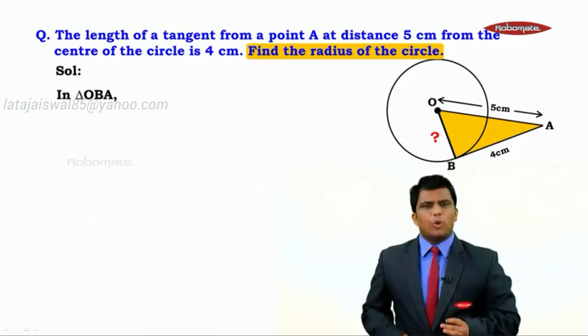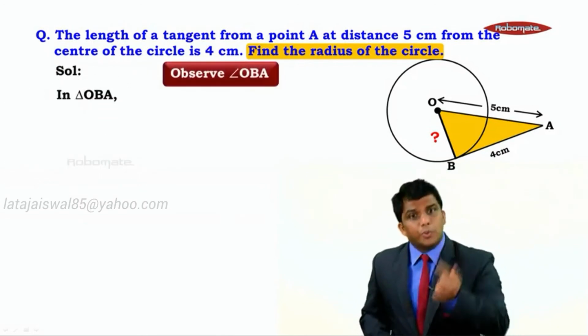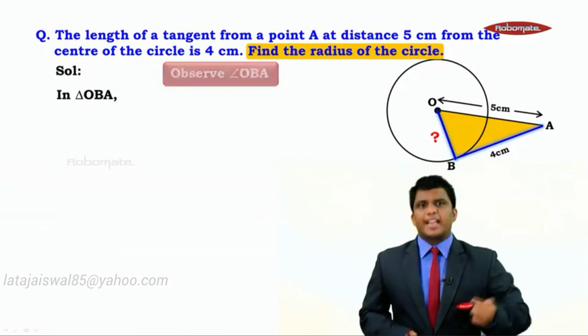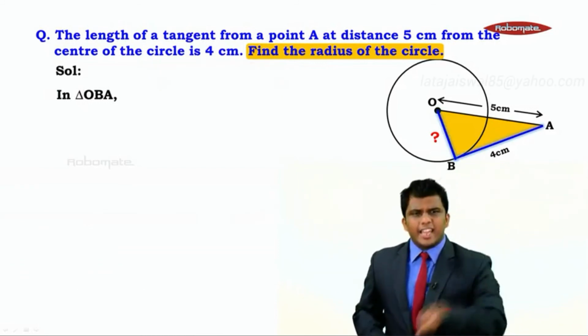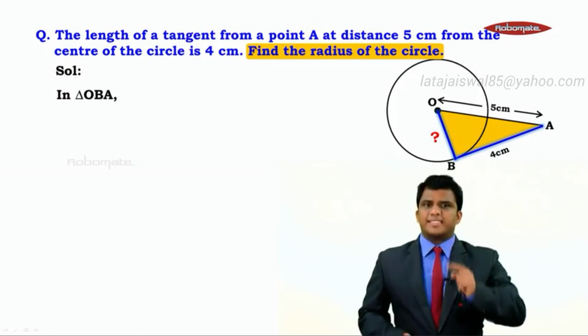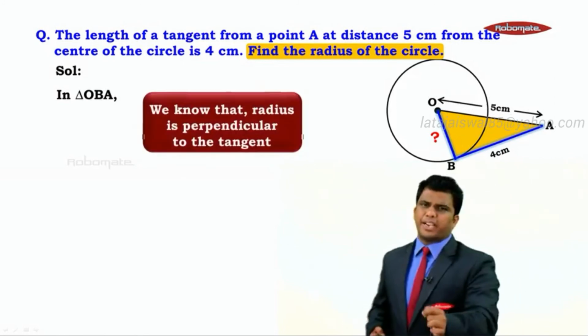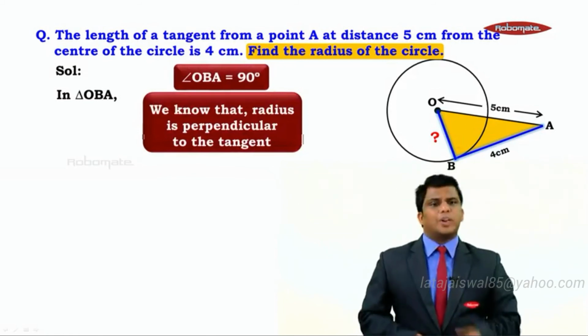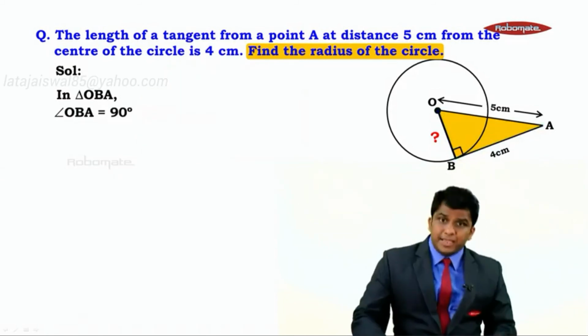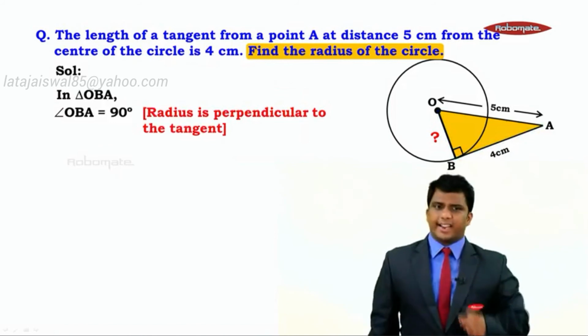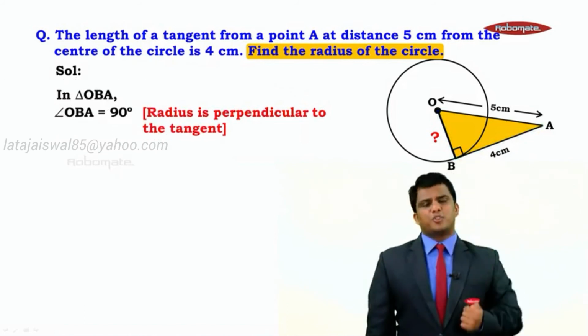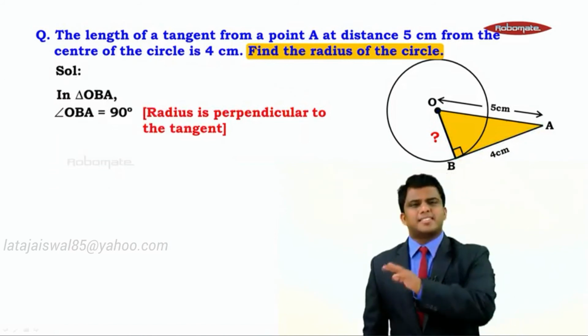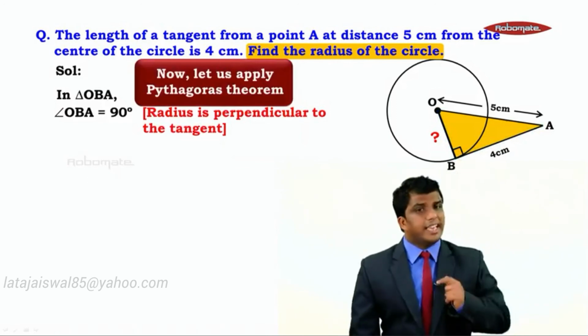In this triangle OBA, let's look at angle OBA itself. If you look at angle OBA, we realize that line AB is a tangent and OB is the radius, and we know that radius is perpendicular to the tangent. Hence, angle OBA will be equal to 90 degree. That means, children, this triangle is a right angle triangle. And again, we know the lengths of two sides, which will enable us to find the third side. Let's apply the Pythagoras theorem.